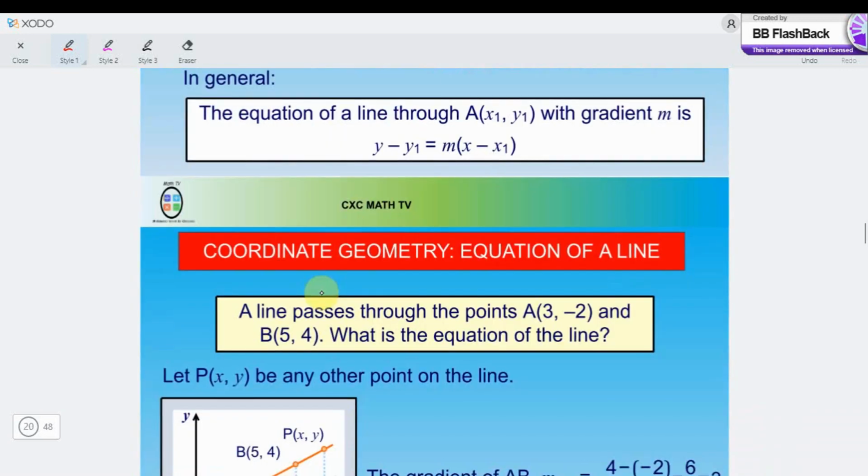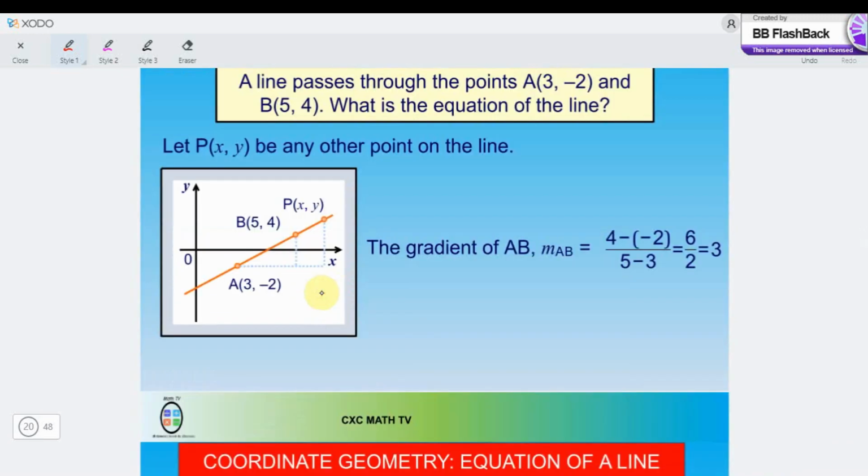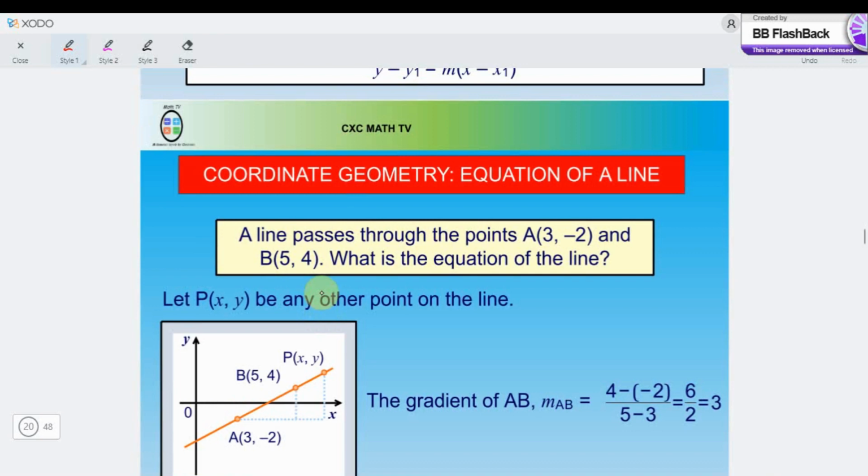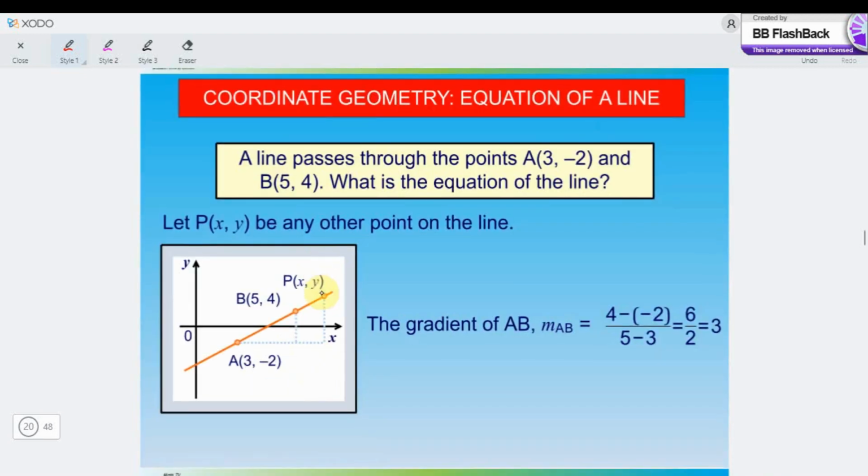Again, you just need to know this. The equation of a line through a point with gradient m is y minus y1 equals gradient in bracket x minus x1. So for example, look at this. They tell us a line passes through (3, -2) and (5, 4). Write the equation of the line.